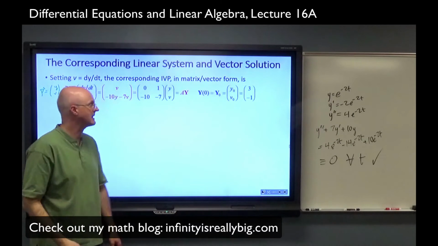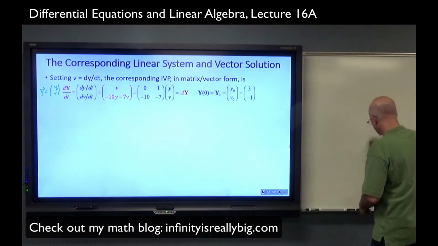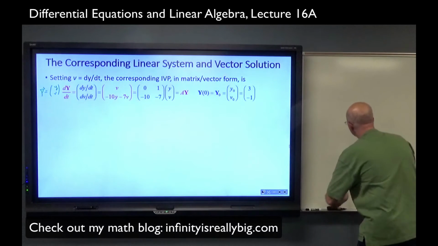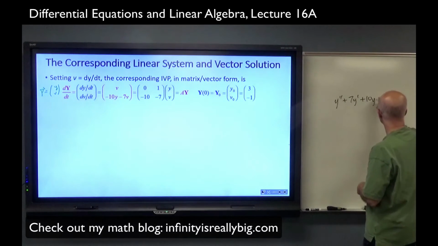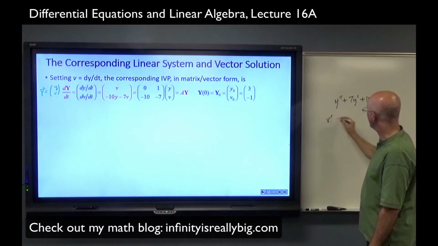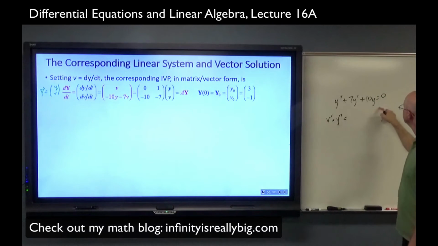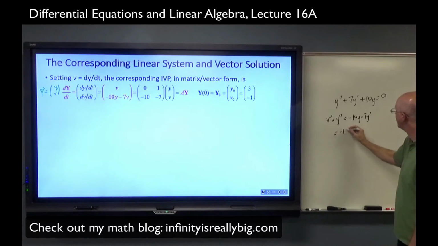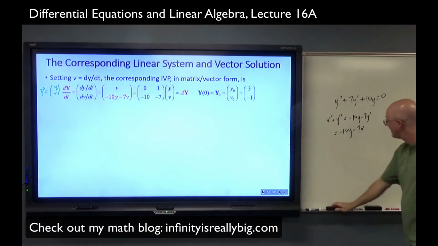It came from the original second order scalar equation. Let me write it on the board. The original second order scalar equation with prime notation was y double prime plus 7y prime plus 10y equals 0. So in other words, v prime, dv/dt, is y double prime, which is, subtracting 7y prime and 10y from both sides, negative 10y minus 7y prime. In other words, negative 10y minus 7v. And that's what's going on here.